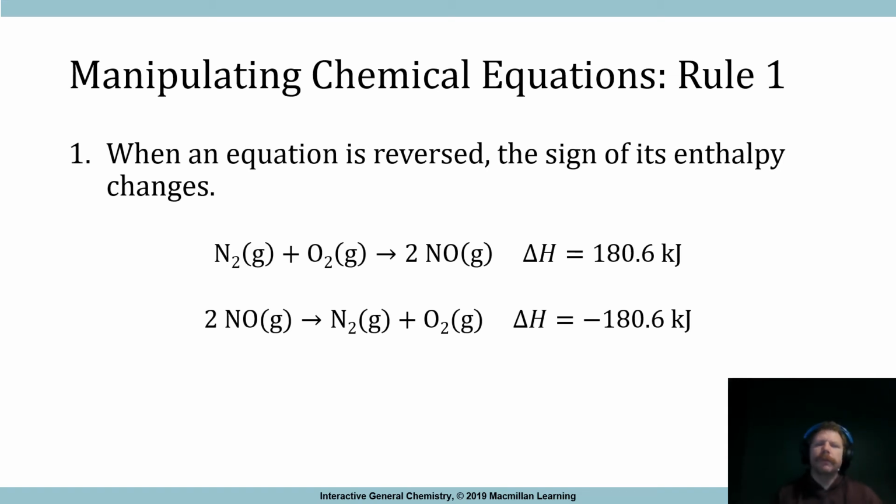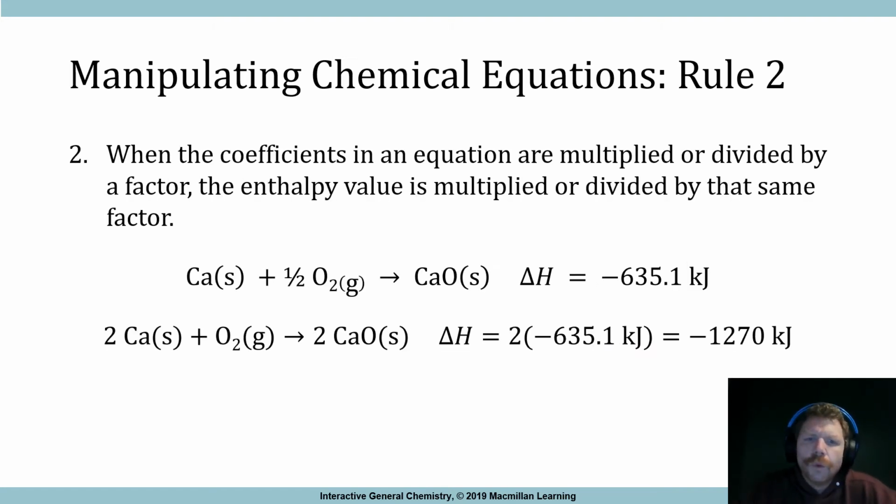The first rule is that when an equation is reversed, the sign of its enthalpy changes. So here what we have is N2 reacting with O2 to produce 2NO. Our delta H is positive 180 kilojoules. Now we give that the Missy Misdemeanor Elliott treatment and you flip it and reverse it. Now we have 2NO that decomposes to N2 plus O2. What were the reactants are now the products. The delta H flips as well. It's negative 180 kilojoules.